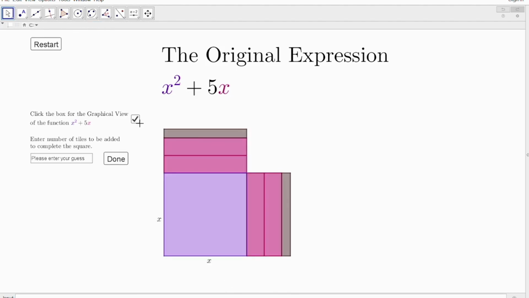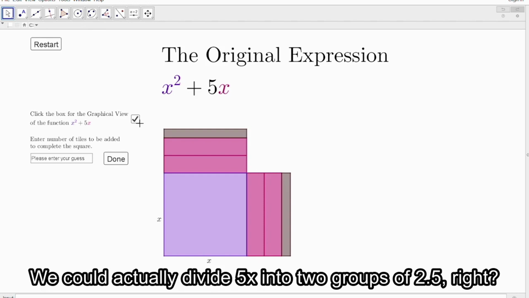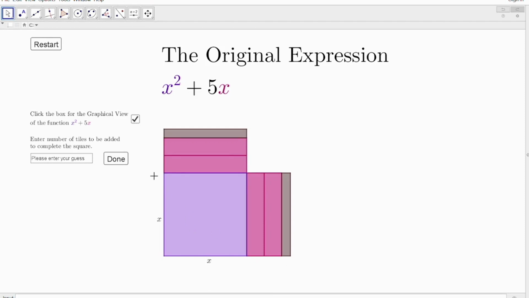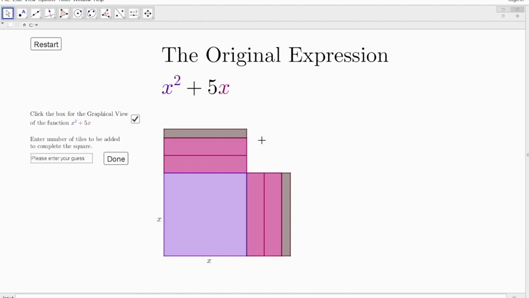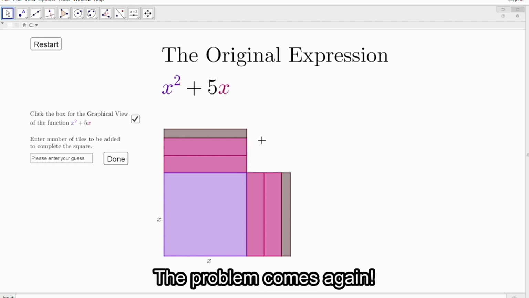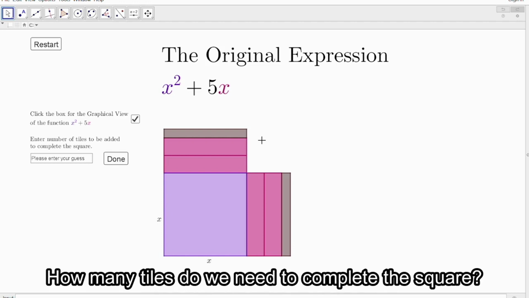Oh yeah, we could actually divide 5x into two groups of 2.5, right? Then we could still be able to complete the square, but not a rectangle. The problem comes again. How many tiles do we need to complete the square?